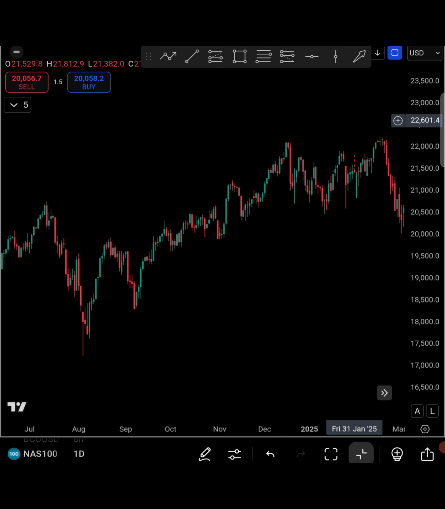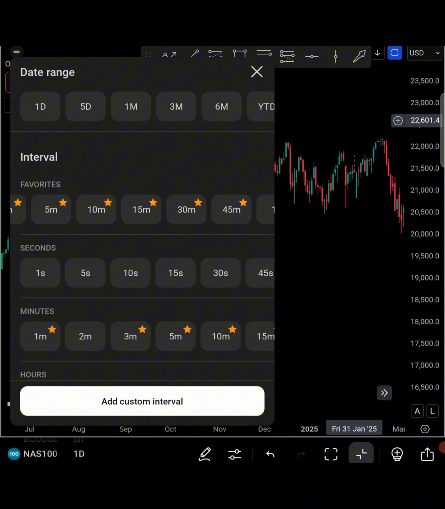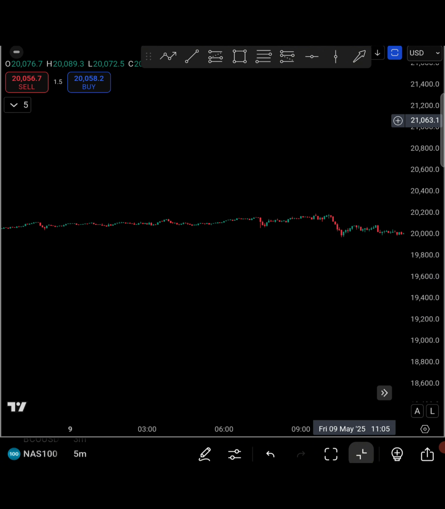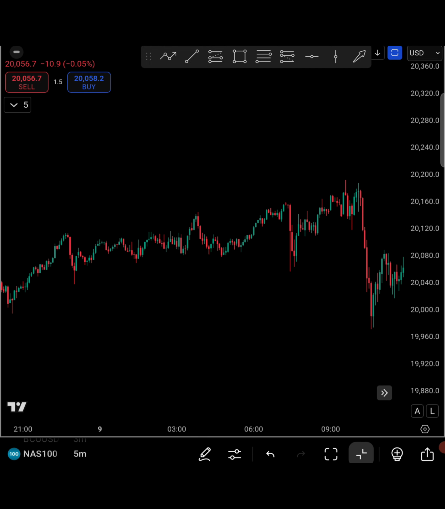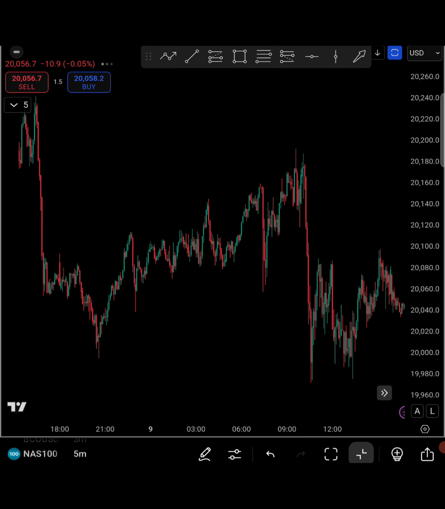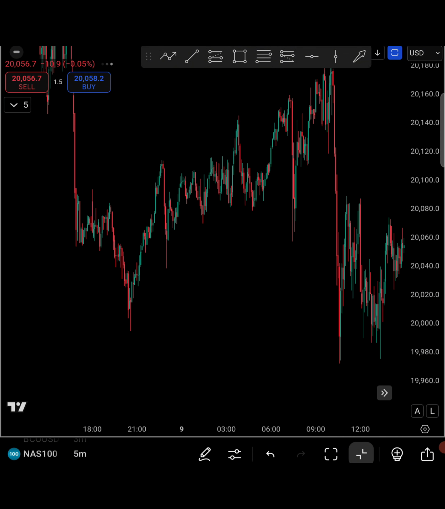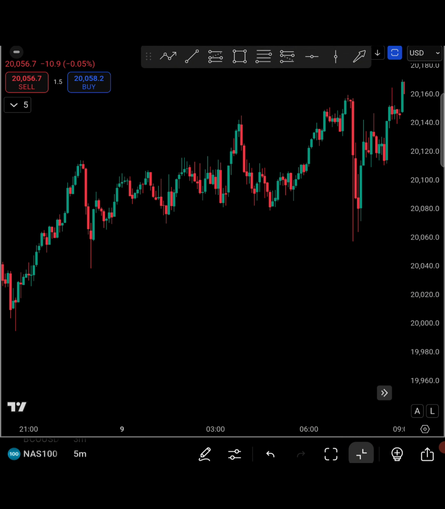Let's do a 5 minute. We can do 1 minute. It's not recommended for you to trade in the 1 minute. That's only when you're very proficient, to take very quick scalps if you want to. For now, focus on the higher time frames and at the bare minimum the 5 minutes.